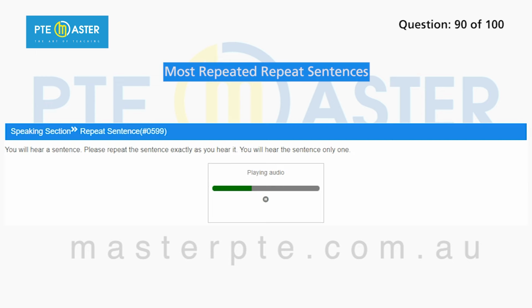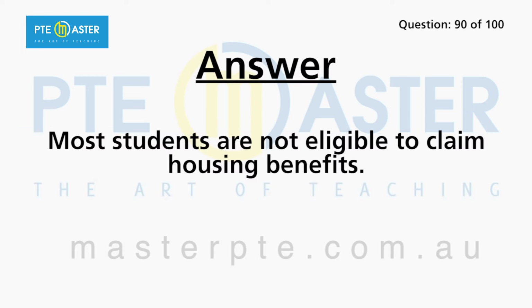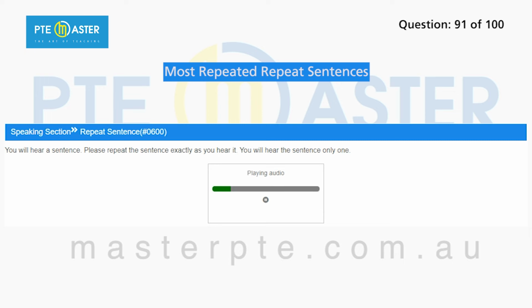Most students are not eligible to claim housing benefits. Many of his research objectives are driven by his natural curiosity and instincts.